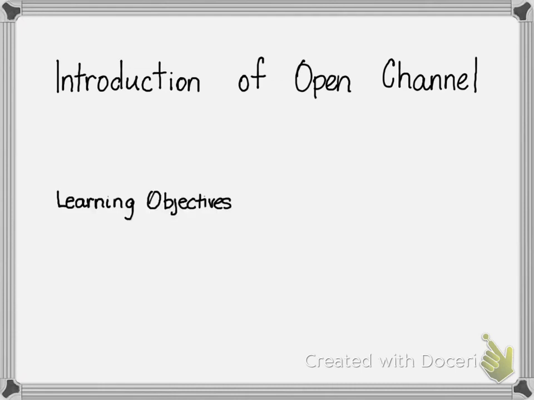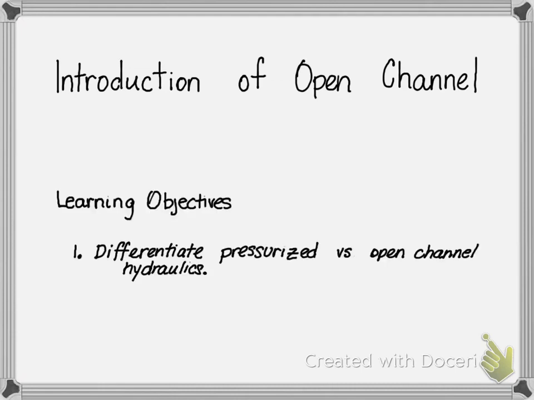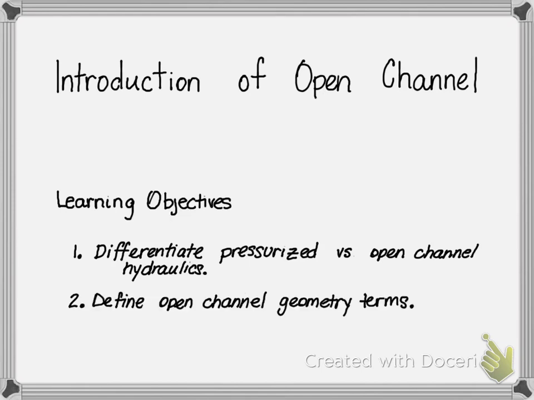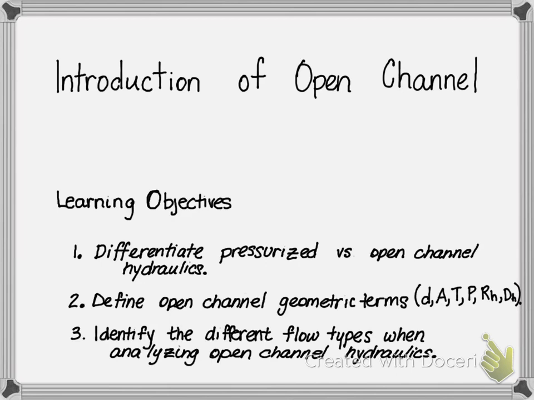After watching this video, you'll be able to differentiate pressurized pipe flow from open channel flow. In addition, you'll be able to define open channels in terms of geometric variables. You will need to put in the channel geometry: width, depth, side slope, and/or pipe diameter. Once those are inputted, you'll be able to calculate area, wetted perimeter, top width, hydraulic radius, and hydraulic diameter. Finally, you'll be able to identify the different flow types that are present in an open channel.